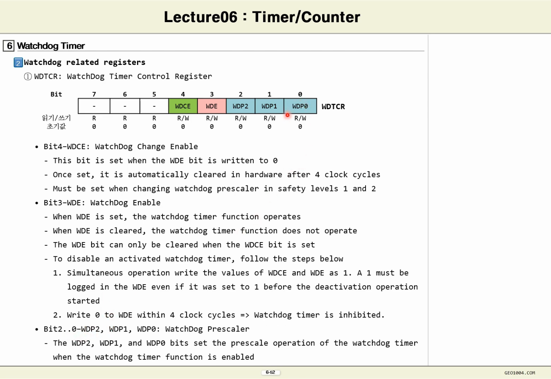Bit 0 to bit 2 are Watchdog prescaler 0, 1, and 2. These bits determine the prescaler for the operation of the watchdog timer when the watchdog timer function is activated. We will look at the prescaler according to these bits in the next slide.